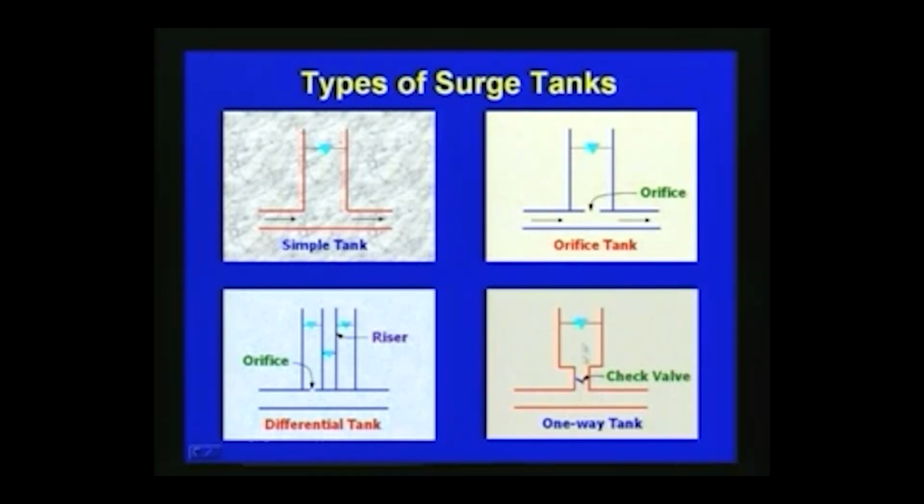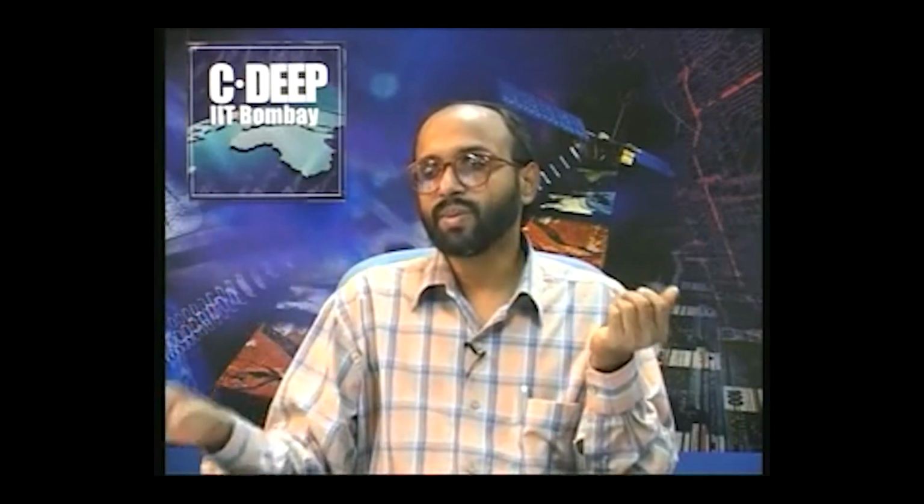Flow is only allowed in this direction, so there can be a one way tank also. There can be different kinds of surge tanks, different shapes of surge tank, so that depending upon which type of problem we want to deal with, we can use them.